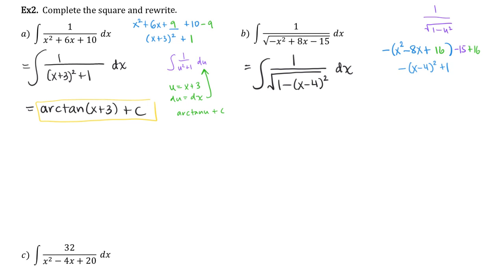So if you're comfortable, you can skip straight to the answer, which is going to be arc sine of u, but u is going to be x minus 4, and then I'm going to add a constant.